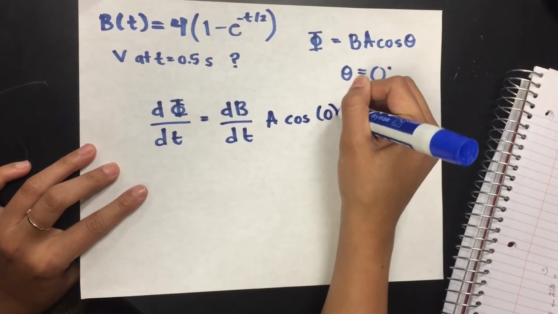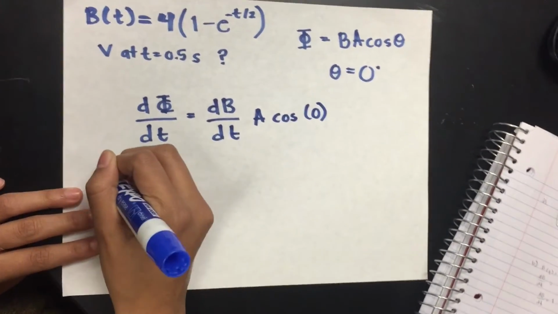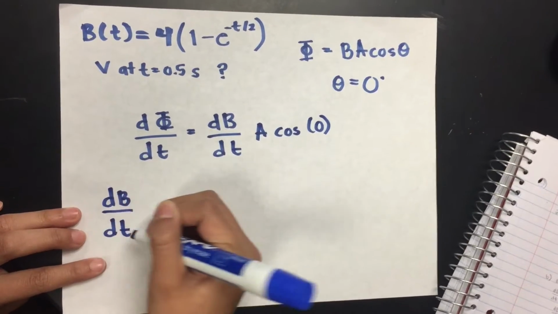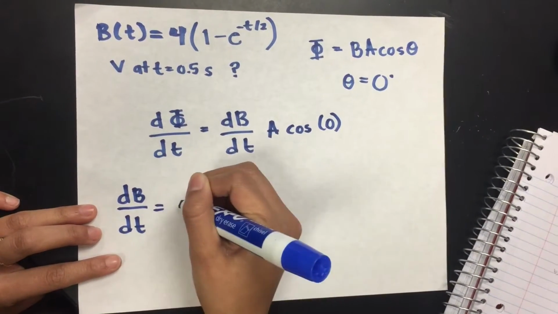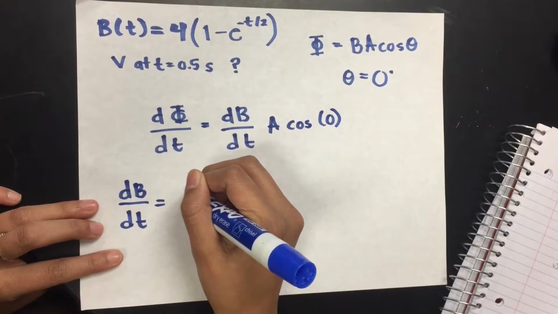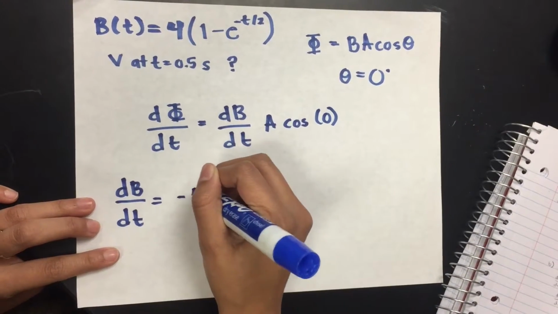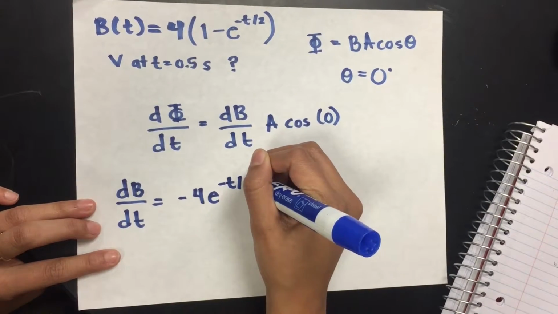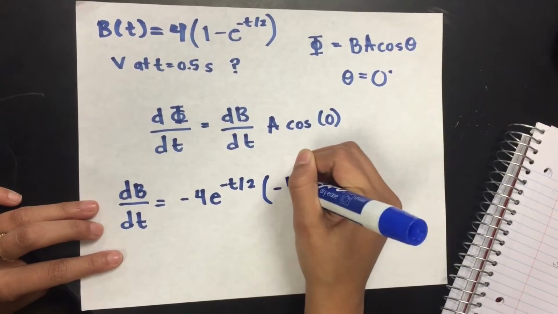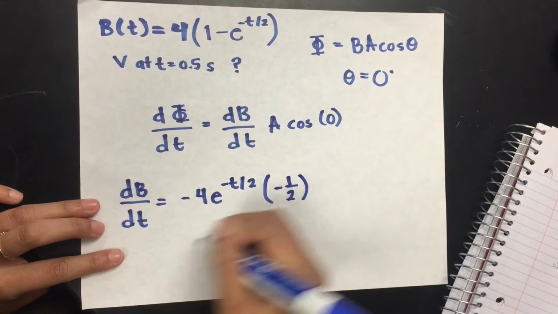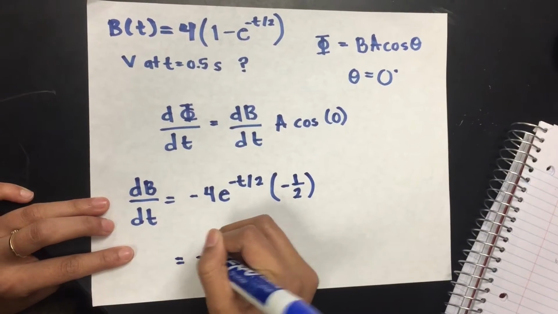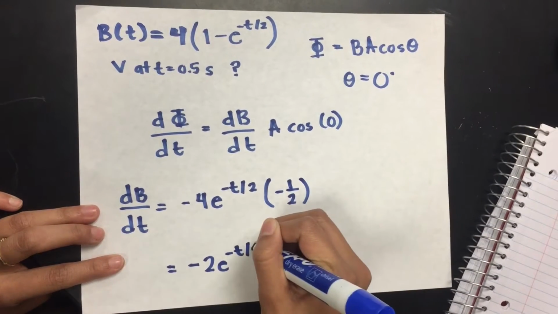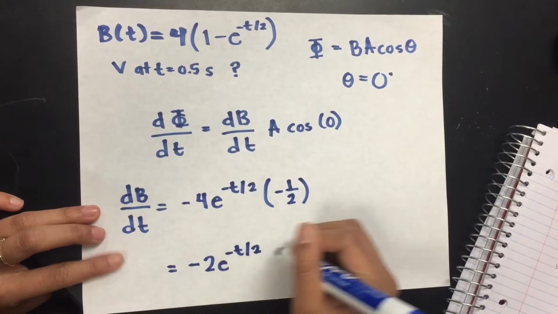So that being said, d flux over dt equals dB over dt, which is the change of the field with time, times the area, times 1, which is cosine of 0. And computing the derivative of the magnetic field over time, it's equal to -4e to the negative t over 2 times -1/2. And using 0.5 seconds for t, the value is equal to 1.557.